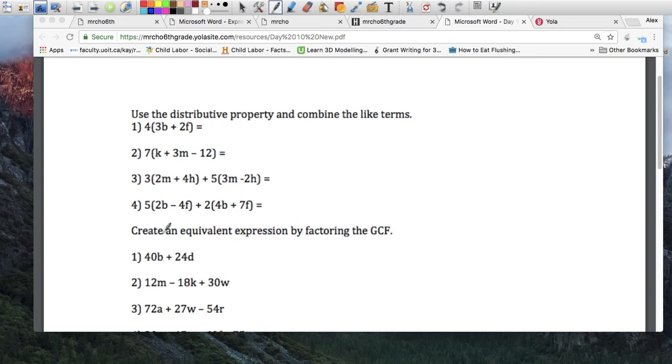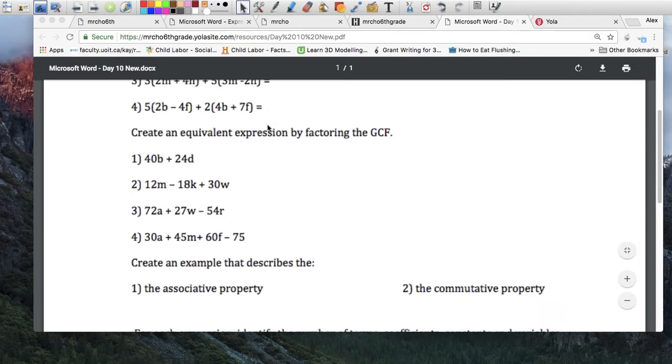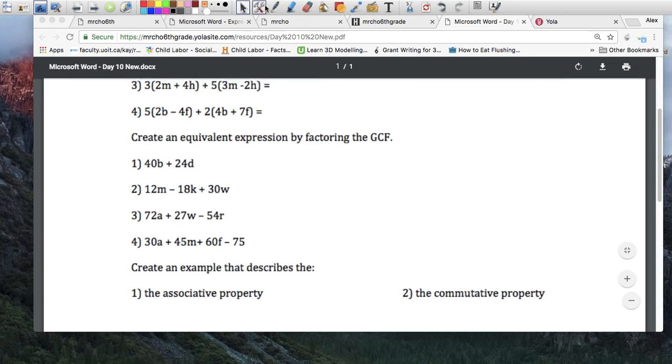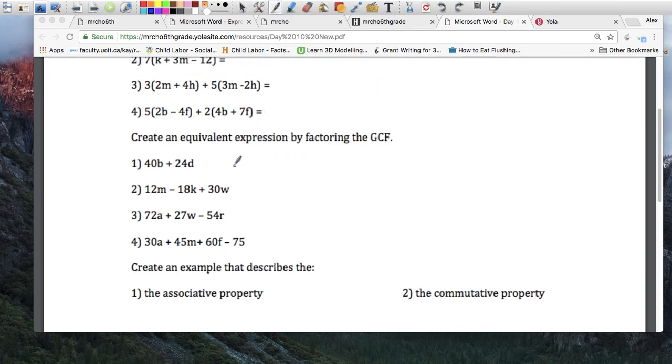Create an equivalent expression by factoring the GCF. So careful here with your terms. Basically we want this to look something like this, remember? So what would the distributive property attach to this to give you 40b, and what attaches to this second term inside the parentheses to give you 24d? So we're almost working this backwards. One way of doing this is to use a ladder method, which makes life a lot easier.